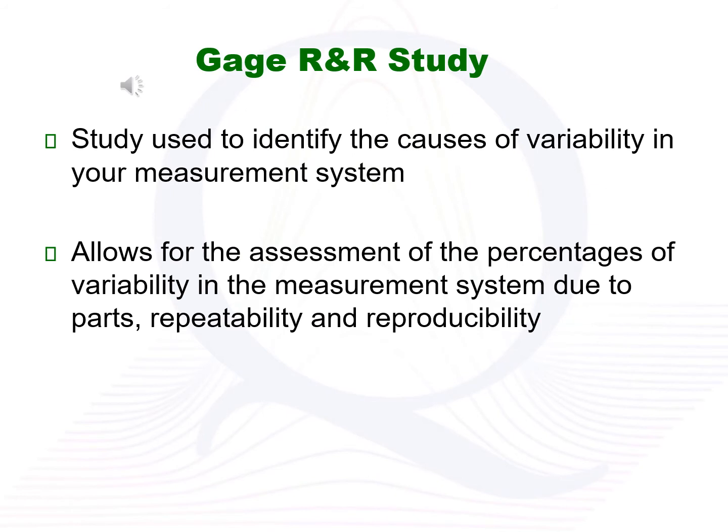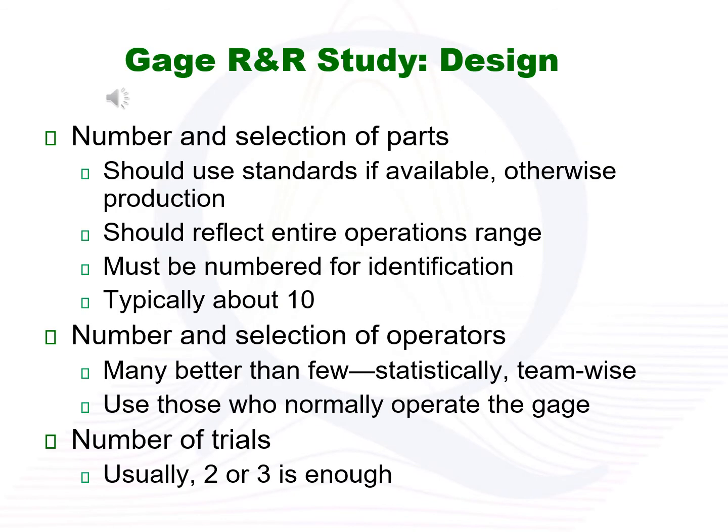A gauge R&R is a study used to assess the level of precision in your measurement instrument. It determines the percentage of variability due to the repeatability and the components of reproducibility, and then compares measurement variability to the specification for the variable of interest. Now you are ready to run a gauge R&R.